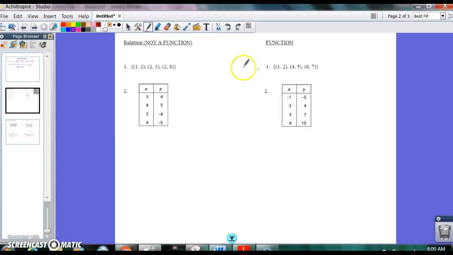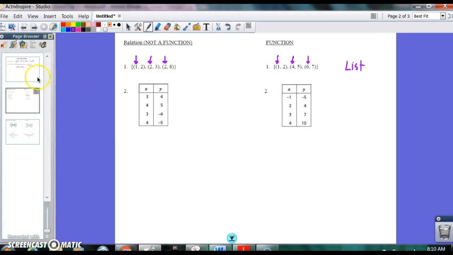The first way we can represent data is with a list. So my set of ordered pairs are presented as a list. If you notice in the example on the left, let's look at our x values. We have 1, and then we have 2, and then we have 2 again. Over here on the right, I have 1, and then I have a 4, and then I have a 6. So if you notice here on the left, I have an x value that repeats. 2 comes up twice. Over here on the right, I do not have any repeating x values.